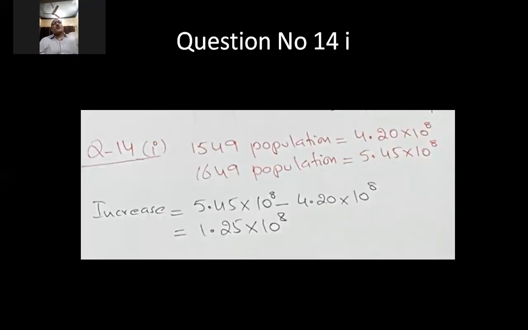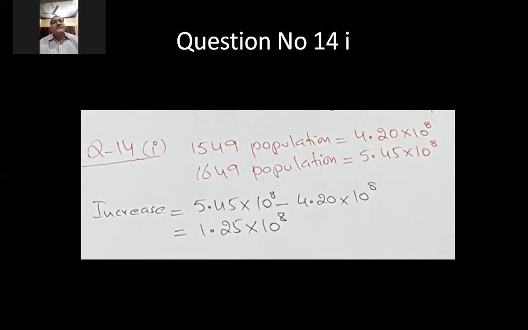Okay. So question number 14 is coming up on your screen, and it's an advanced level question in this exercise. It says the table shows the approximate population of the world in the past centuries. So here a table is given and the population of the world in different centuries is given.